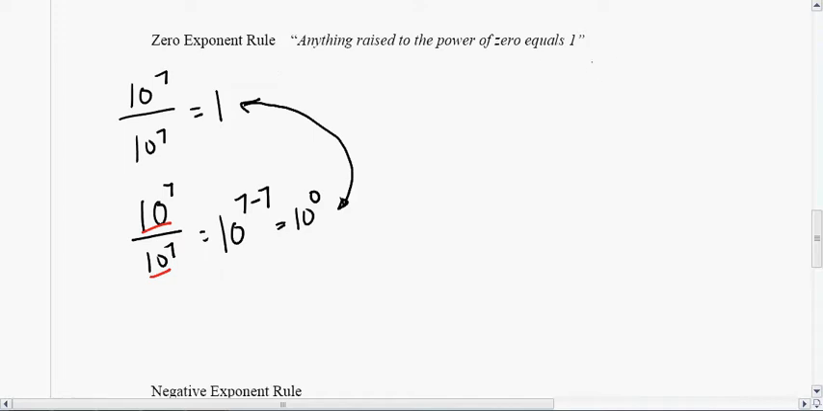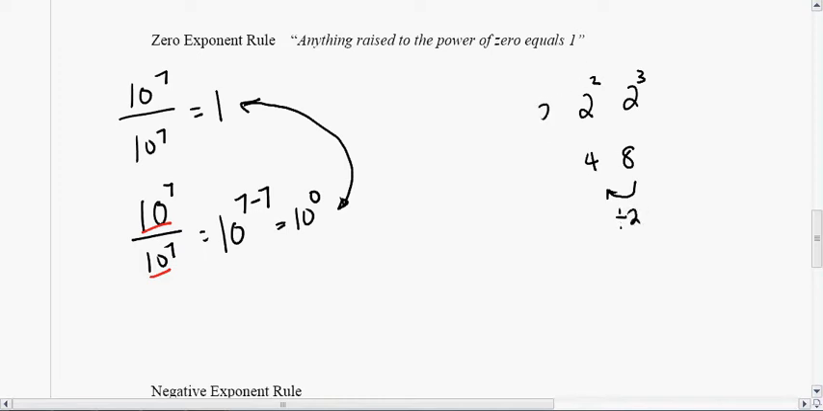Think about it this way. If I have 2 to some power, so let's say 2 cubed. Well, I know that that's 8, right? 2 times 2 times 2 is 8. Let's go down. So what about 2 squared? Well, 2 times 2, that's just 4. Notice I'm dividing by 2, right? Dividing by 2 to get from 8 to 4.